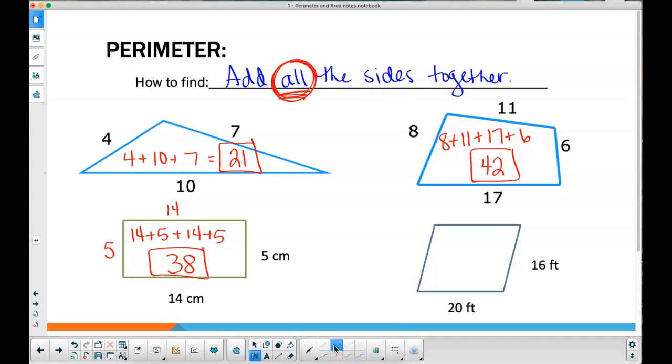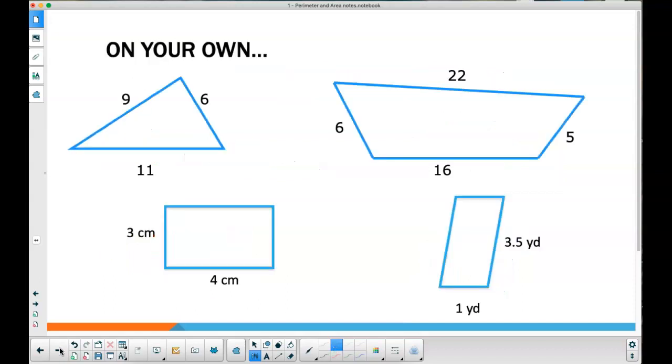Okay, how about the last one here? What would you get? Exactly. 72. 20 plus 16 plus 20 plus 16. 72 feet all the way around it. Okay? All right, so on the next slide, you do those 4. Find the perimeter of those 4 shapes.